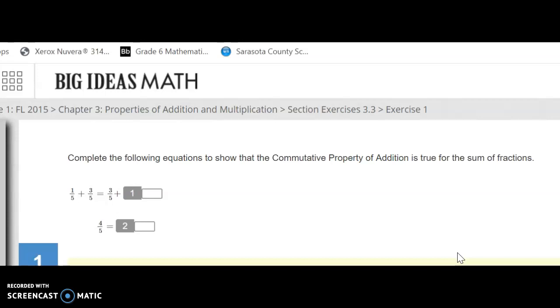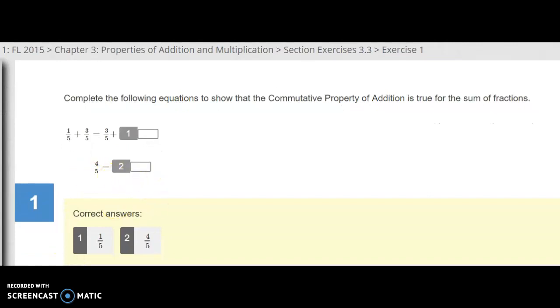Okay, so basically what commutative means is that we can move things around. I can move the 1/5 over here plus 3/5 equals, well, I can keep my 3/5, move it to the front, and then I can move my 1/5 to the back. So 1/5 plus 3/5 is going to equal the same thing as 3/5 plus 1/5. Now, when I add fractions, I just add my numerators and I keep my denominators the same. So 1 plus 3 equals 4. So my answer would be 4/5.